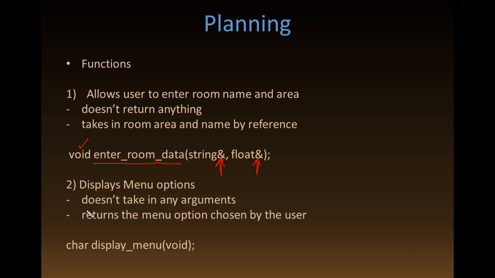The second function we needed was to display the menu options. It doesn't take in any arguments, so that's what this void is for here. It has the name display menu, display underscore menu, and it returns the menu option chosen by the user, which if they have options A, B, C, D, those are characters, so it's going to return a character.